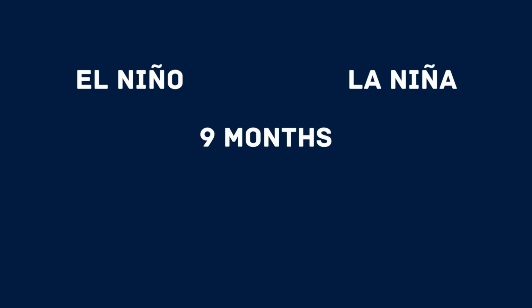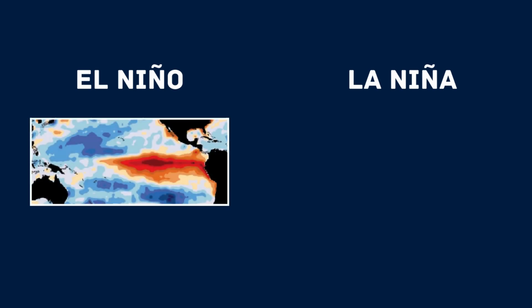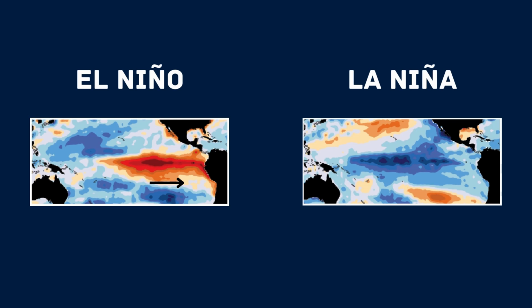Better known as El Niño and La Niña, this weather phenomenon can last anywhere from 9 months up to 3 to 4 years. El Niño is the warm phase of the cycle, pulling warm water east across the Pacific towards the west coast of the Americas. La Niña is the opposite, pushing warm water west towards Asia, bringing cold water up from the depths along the west coast of the Americas in a process known as upwelling.